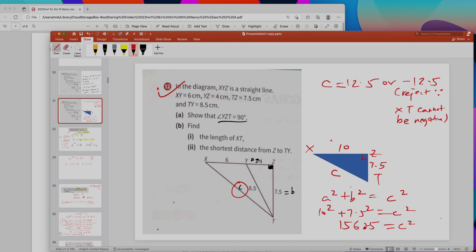Okay, good. Then the shortest distance from Z to TY. What's the meaning of shortest distance from Z to TY? Is it like in the middle? So Z is here, right? Where's TY? TY is here, right? So shortest is one straight line, straight down. Not only straight, but it has to be 90 degrees to it. Okay. Do you know why?